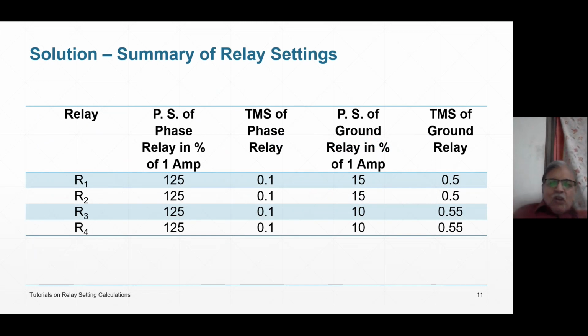Ground relays I will keep aside because that will be another tutorial class. Plug setting of R1, R2 125%, R3, R4 125%. Time multiplier setting of all four relays is 0.1. And with all the possibilities, one line contingencies, worst normal rated current flowing in case of contingencies, worst fault current flowing in case of contingencies, I have found out that this is the best and optimum setting that I can find out. To find out the optimum relay setting in an interconnected system is a very cumbersome exercise.